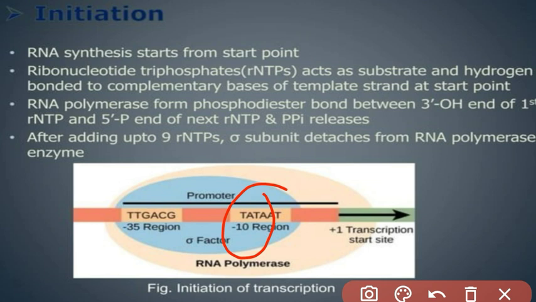Ribonucleotide triphosphates, that is RNTPs, act as a substrate and are hydrogen bonded to complementary bases of the template strand at the start point. At the start point, RNA polymerase forms a phosphodiester bond between the 3'-OH end of the first RNTP and the 5' end of the next RNTP, and two phosphates are released. After adding up to 9 RNTPs, the sigma subunit detaches from the holoenzyme, that is from the complete RNA polymerase, and the core enzyme carries on the synthesis.